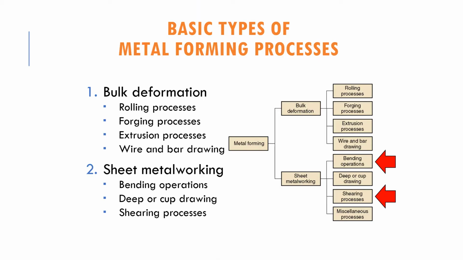We are going to start with a new topic on sheet metal working process. In sheet metal working, there are three main processes, which are bending operation, deep or cup drawing, and also shearing process. Other than that, we're going to look into the miscellaneous processes related to sheet metal working.